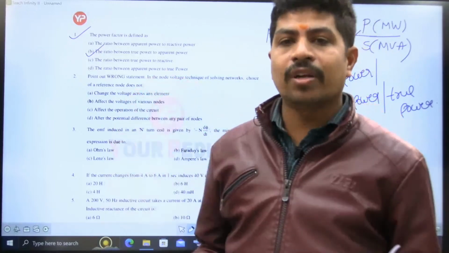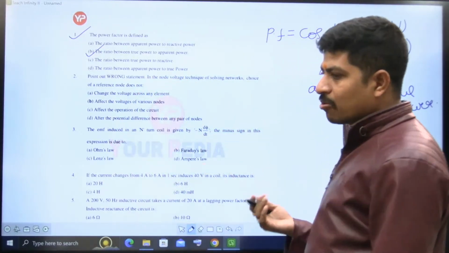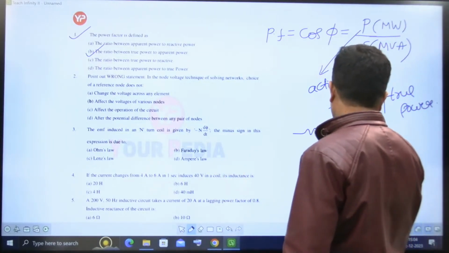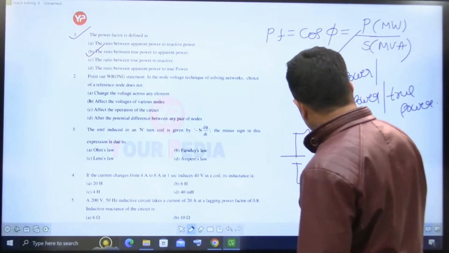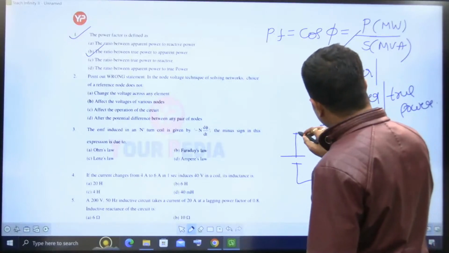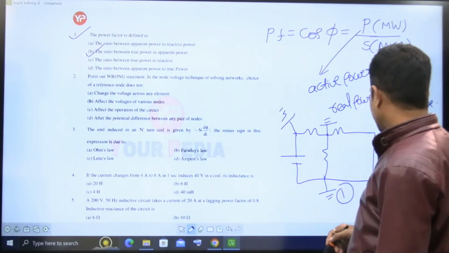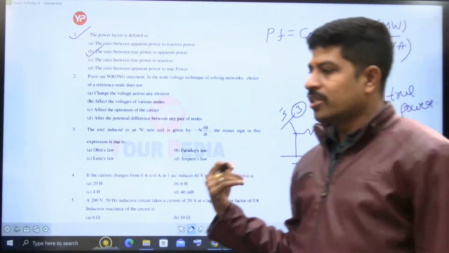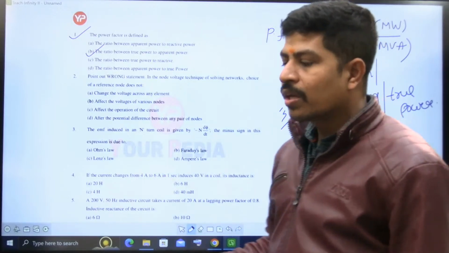If you change the reference, suppose, for example... understanding the question itself is an art. Suppose there is a circuit like this. I will take this one as a reference, someone else will take this one as a reference, and someone else this one. That means we have three choices for reference: one, two, three. I'll solve this network by taking one as reference, someone with two, someone with three.